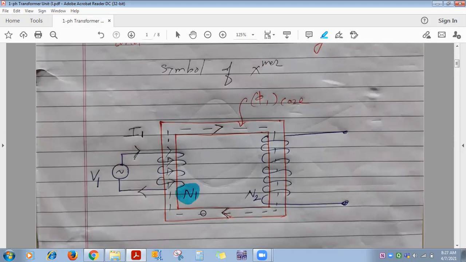As the turns are wound in clockwise direction, the alternating current I1 flowing through these clockwise turns will also be in a clockwise direction, isn't it? Yes, ma'am. So the current is flowing in clockwise direction. You wrap the fingers of the right hand in clockwise direction. So where does the thumb point? Downwards. In which direction is the thumb pointing? Downwards.